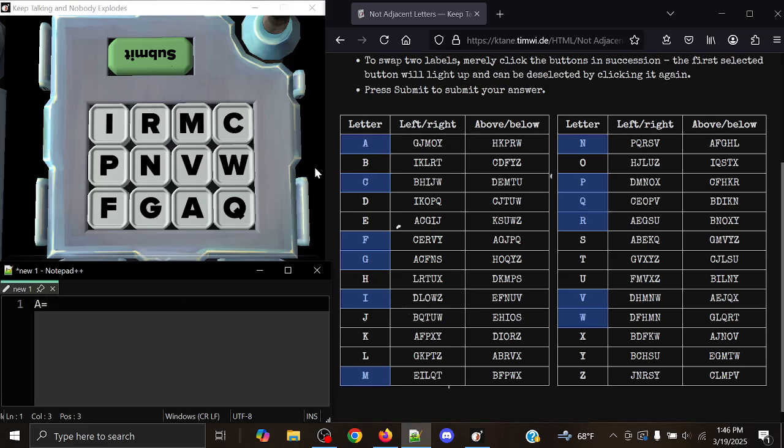So of the buttons present, for left and right, Golf, Juliet, Mike, Oscar, and Yankee are the only ones that are applicable, but Golf and Mike are the only ones present, so that's what we're going to note down. I'm going to place a comma in between to let us know that the first condition is the left or right, and then we're going to take a look at the above and below. So next up, Hotel, Kilo, Papa, Romeo, Whiskey. So we've got the Papa, Romeo, and Whiskey there.